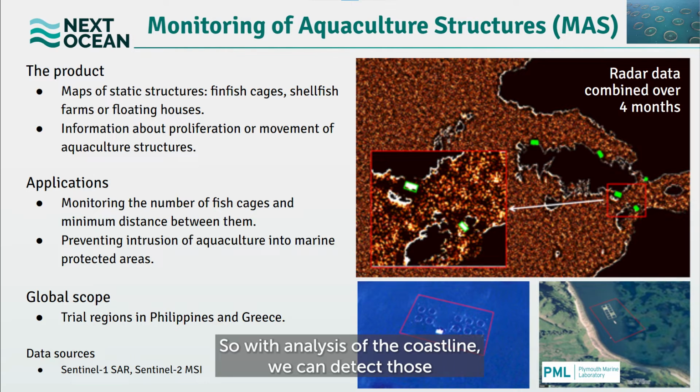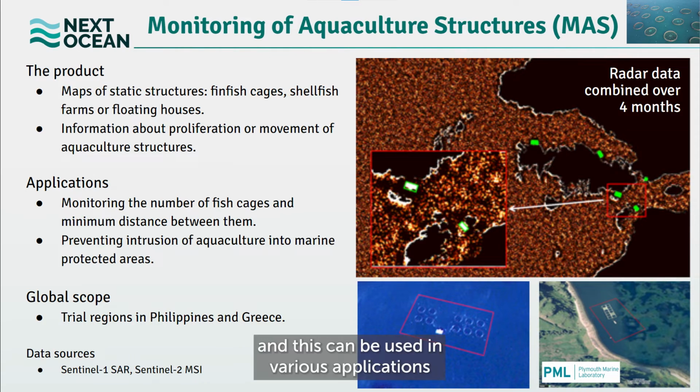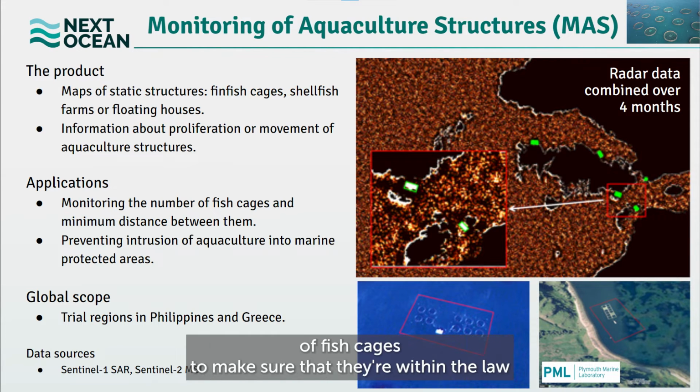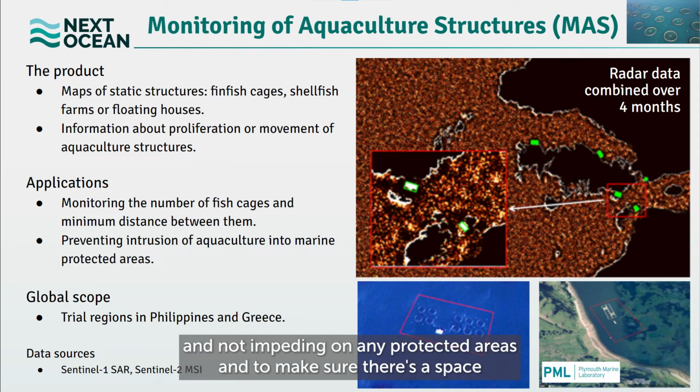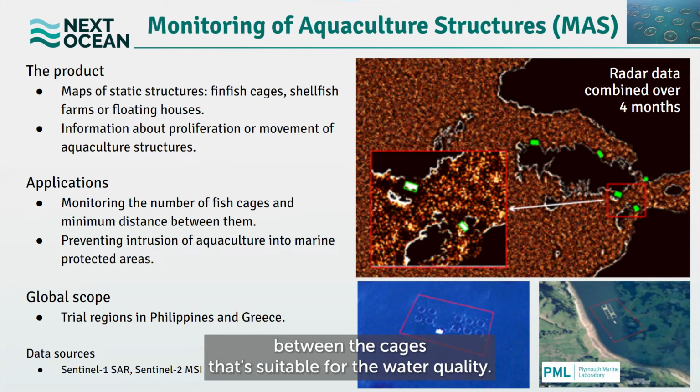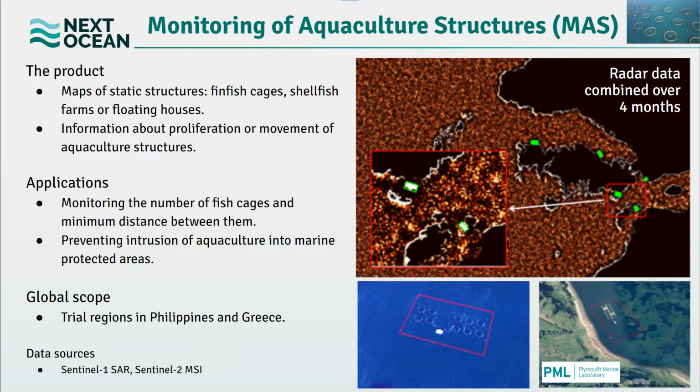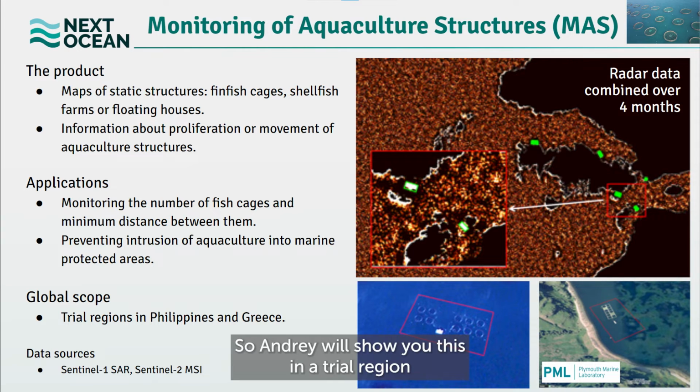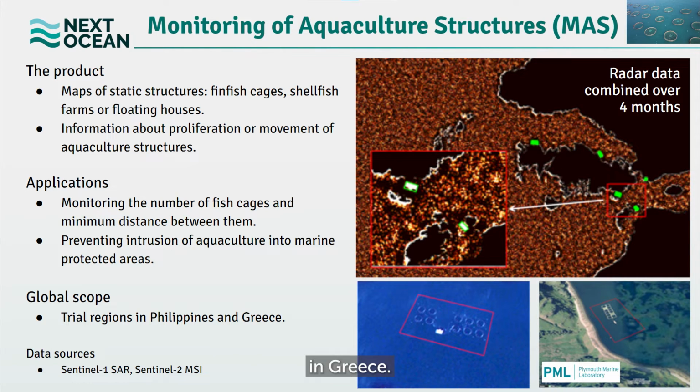So with analysis of the coastline, we can detect those, and this can be used in various applications for regulatory bodies. For instance, monitoring the proliferation of fish cages to make sure that they're within the law and not impeding on any protected areas, and to make sure there's a space between the cages that's suitable for the water quality. So Andre will show you this in a trial region in Greece.